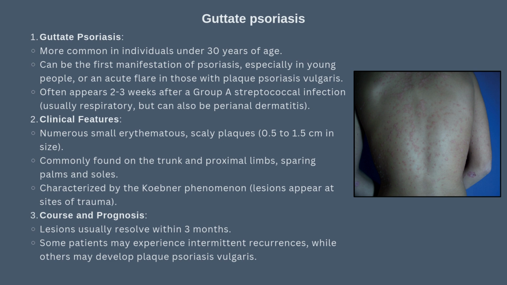Clinical features: numerous small erythematous, scaly plaques, 0.5 to 1.5 centimeters in size, commonly found on the trunk and proximal limbs, sparing palms and soles, characterized by the Koebner phenomenon. Lesions appear at sites of trauma. Course and prognosis: lesions usually resolve within 3 months. Some patients may experience intermittent recurrences, while others may develop plaque psoriasis vulgaris.